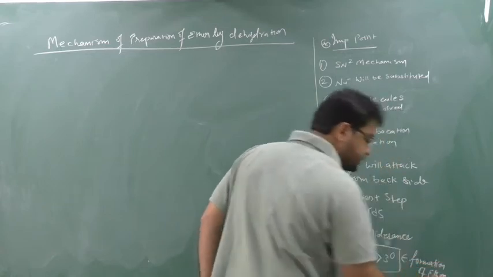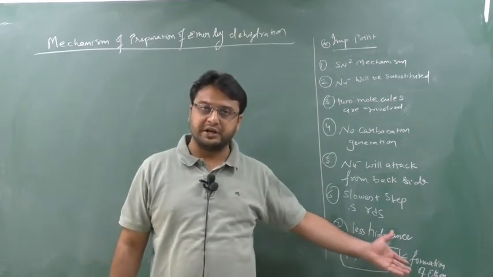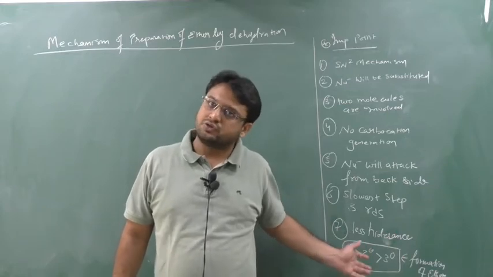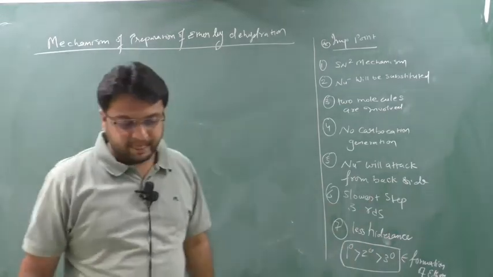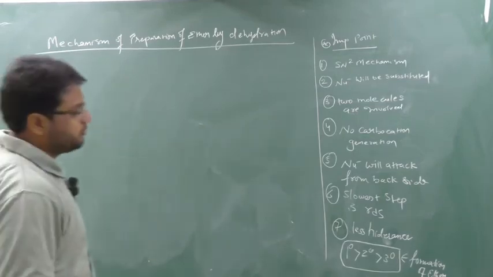Understanding, no? Hindrance means crowding. So 1 degree will have less crowd as compared to 2 degree and 3 degree. So when 1 degree has less crowd, less hindrance, it can easily form the ether. Clear this part? Clear. So see, these are very important key points that should be remembered.